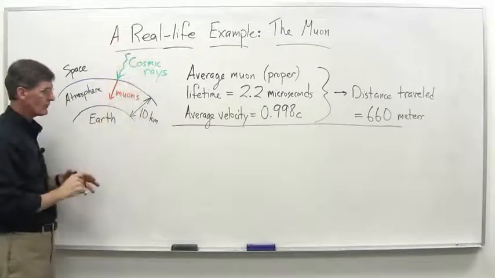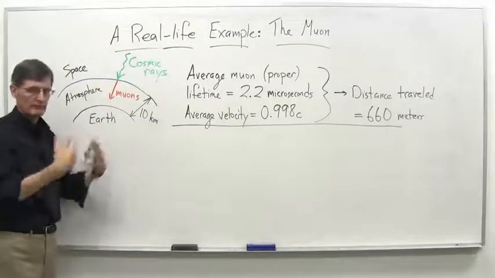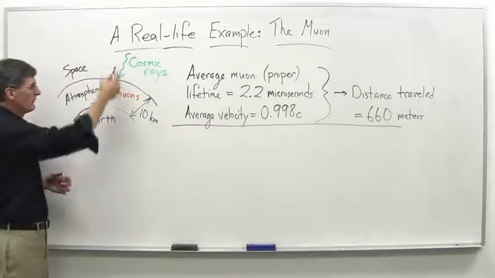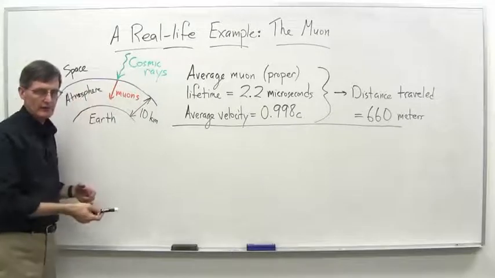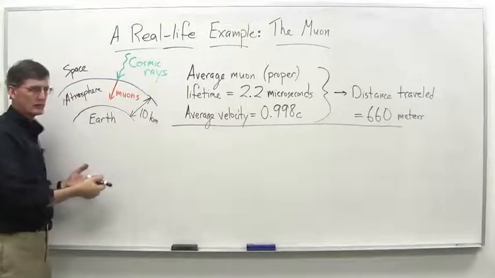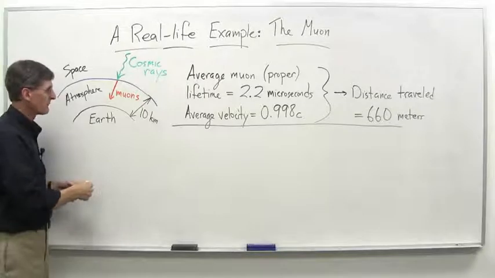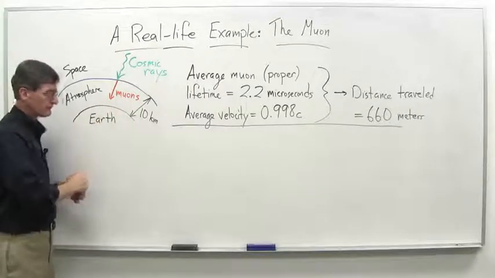So here's our rough diagram here. Cosmic rays coming in. Some of those cosmic rays get all the way down to the surface of the Earth, but some of them will hit atoms in the atmosphere, and out of those collisions, muons will be generated at about a height of 10 kilometers.